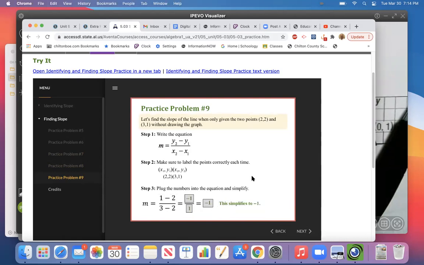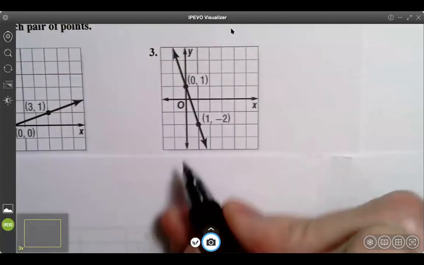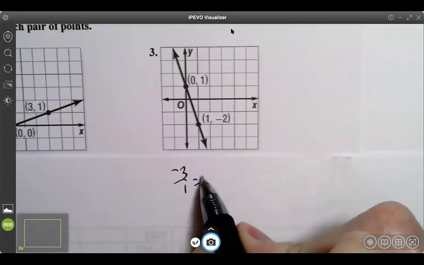Okay, so we need to be able to do slope, difference in your y's over the difference in your x's, like this by looking at a graph. Let's look at one. We need to be able to look at a graph and count rise -3, run 1. I know that's the slope of -3.